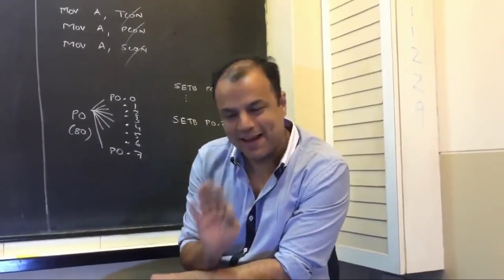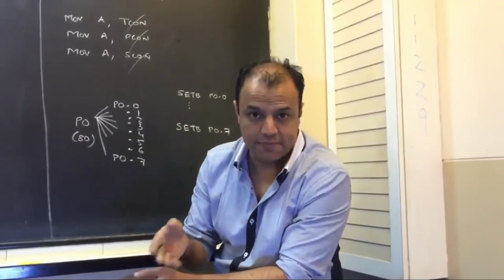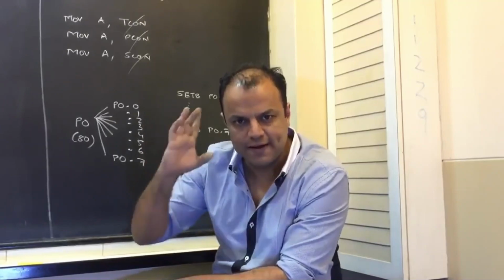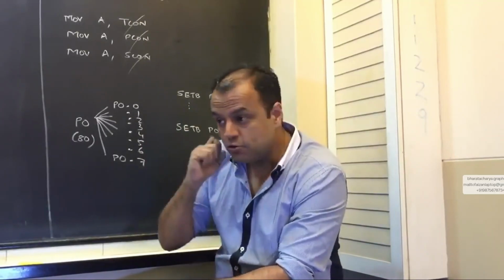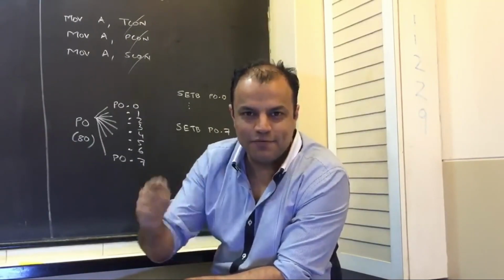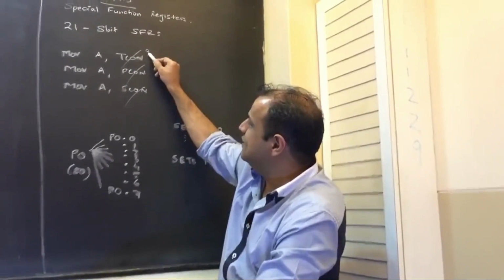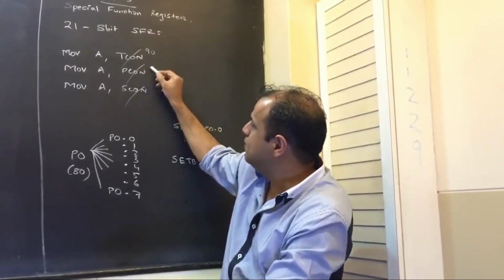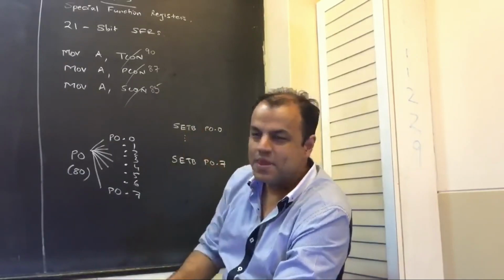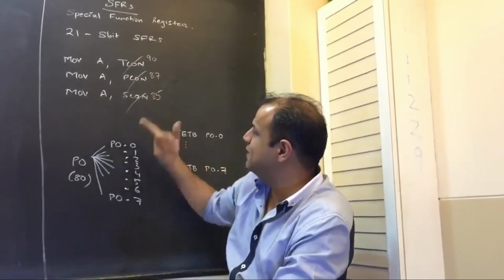SFRs are not memory. SFRs are registers. Till now you thought memory has addresses, which is correct. Memory locations have addresses. SFRs are independent registers present inside the architecture. But to reduce the number of opcodes consumed, every SFR is allotted an address. So let's say TCON has an address 90. I'm just giving random numbers, okay? TCON has an address 87. SCON has an address 85, etc. So this instruction becomes MOV A, 90, MOV A, 87, MOV A, 85.